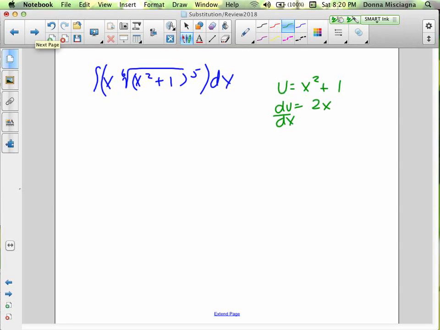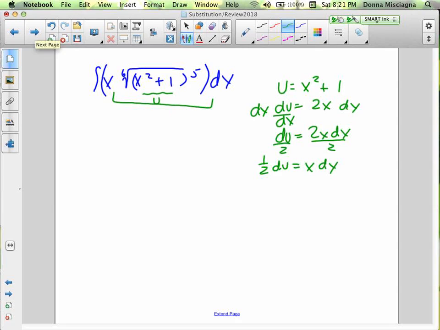So first of all, we multiply both sides by dx. So we have du equals 2x dx, and we'll divide both sides by 2. So 1/2 du equals x dx. All right, so this part here is u, and the x and the dx become 1/2 du. Let's rewrite it, and then we'll integrate it.